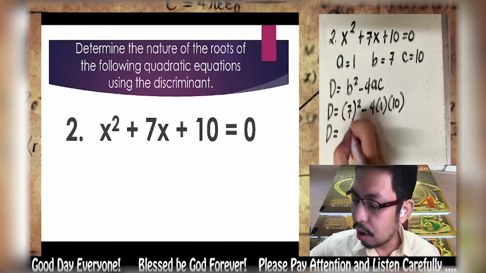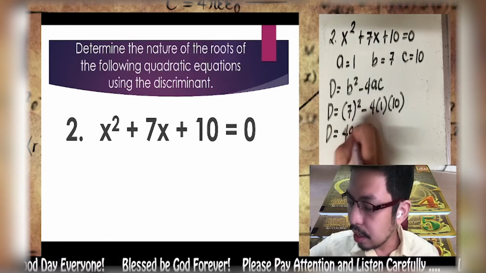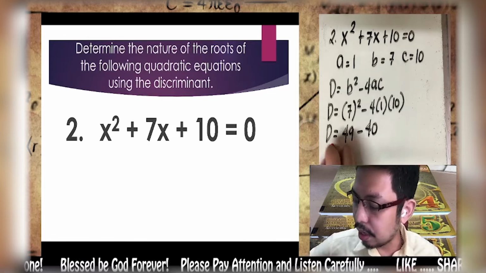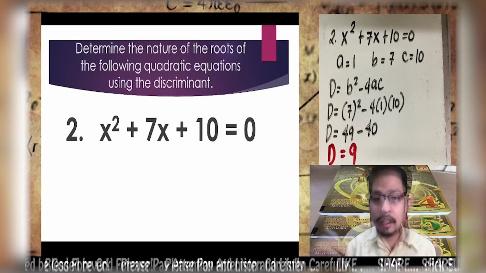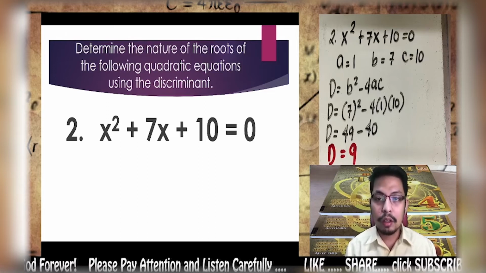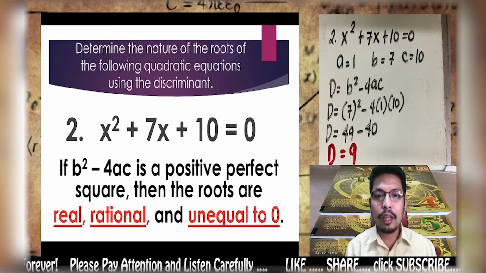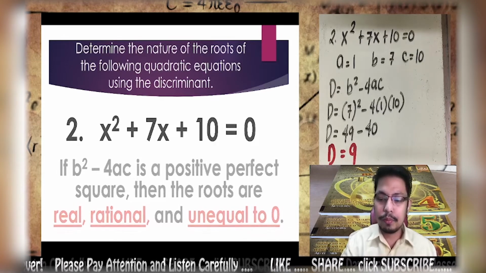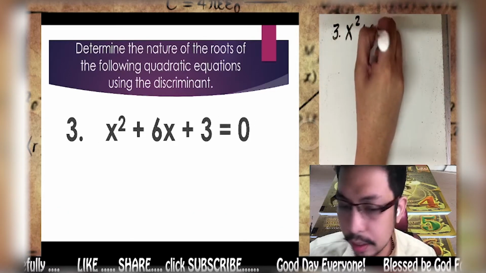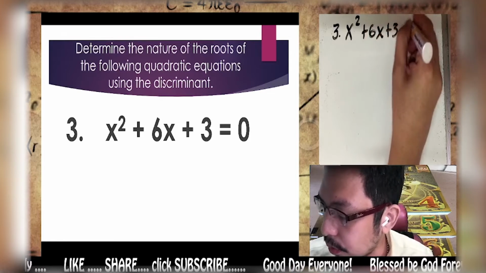Then we have the discriminant of 7 squared is 49 minus 4 times 1 is 4 times 10 is 40. We have the discriminant of 9. If the discriminant is greater than 0 and it is a perfect square, therefore the roots are real, rational, and unequal. Next number 3, we have x squared plus 6x plus 3 is equal to 0.